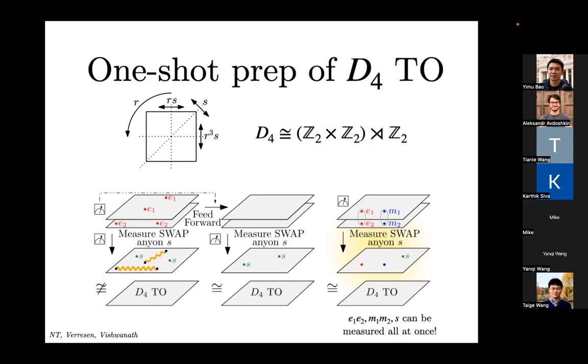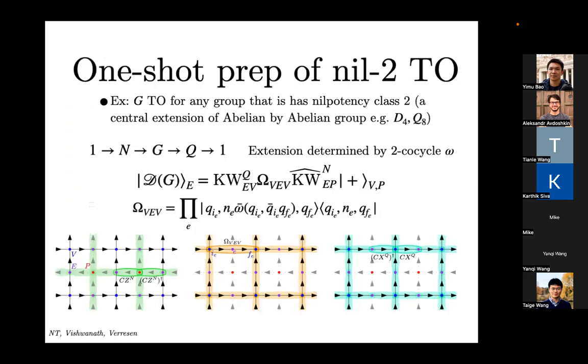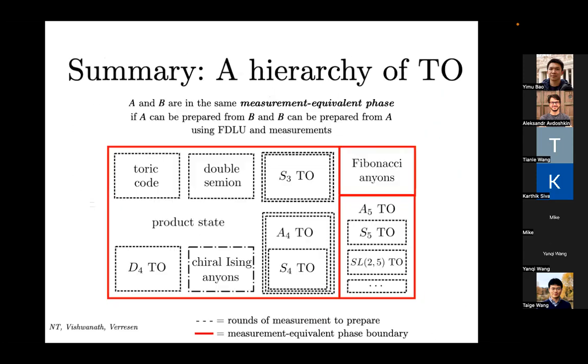Sir, a technical question. How do you prepare S5? You said S5 can be prepared. Oh, in that box, I'm saying S5 is in the same class as A5. So suppose you had a way to prepare A5, then it's in the same class. You can gauge a Z2 symmetry basically to get S5. So these are in the same classes.